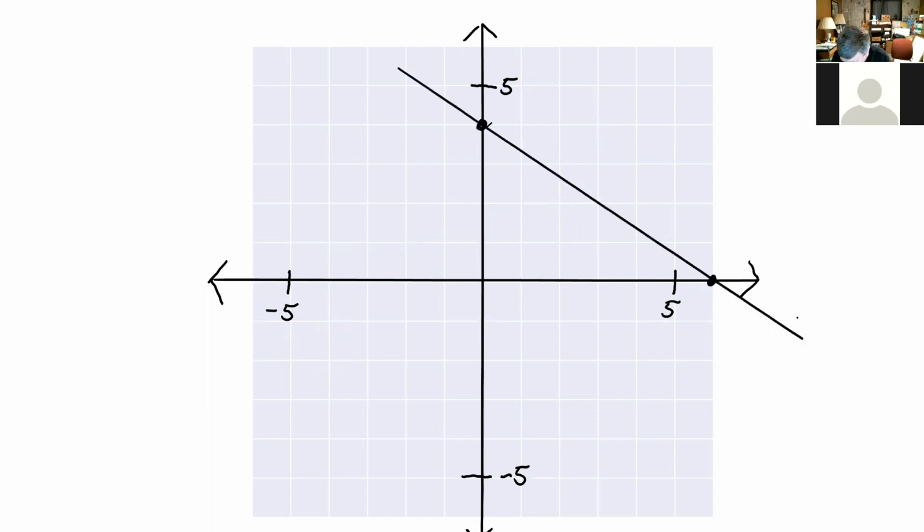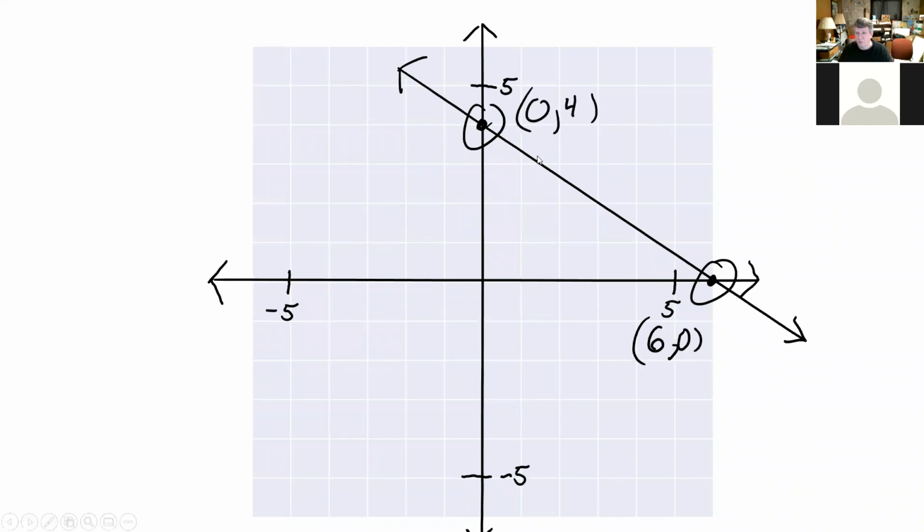Here we have a graph that intersects the x-axis at 6, 0, and it intersects the y-axis at 0, 4. Any questions about that?